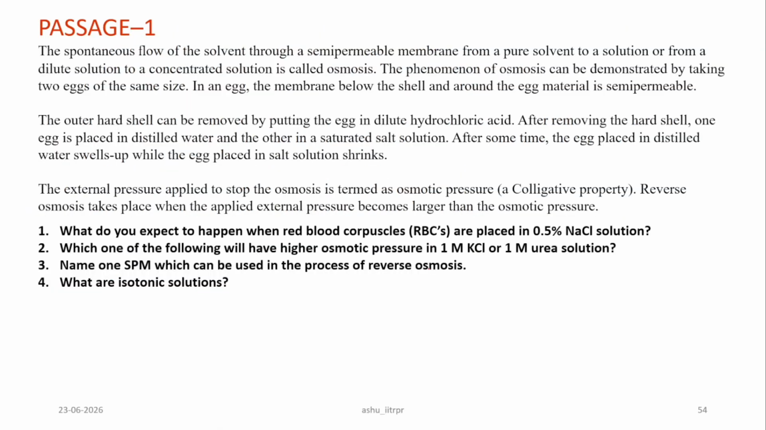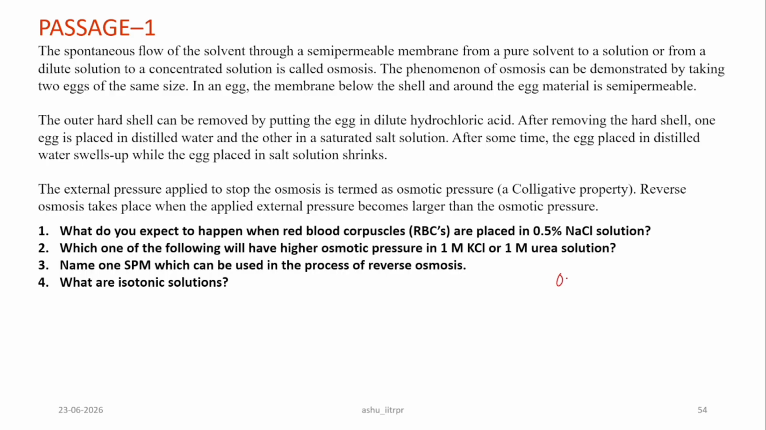Okay, first, now this passage has been asked from this chapter several times. So how to solve these passages is, although what I would say, you don't need to read the entire passage. Just look at the questions. What do you expect to happen when red blood corpuscles, RBCs, are placed in 0.5% NaCl solution? So this is a case of osmosis.